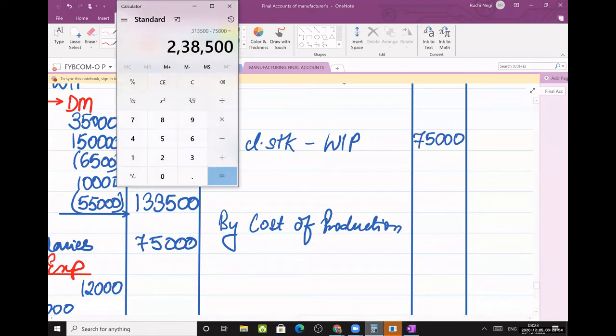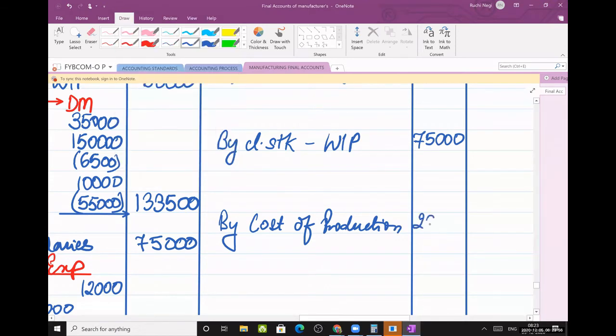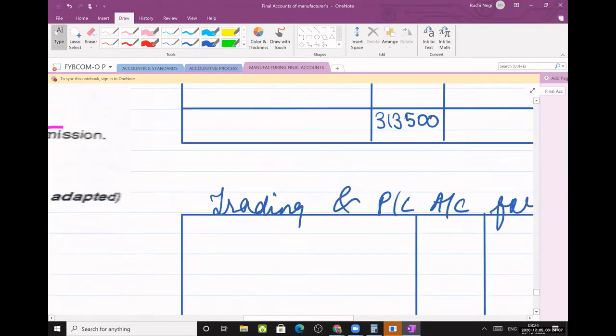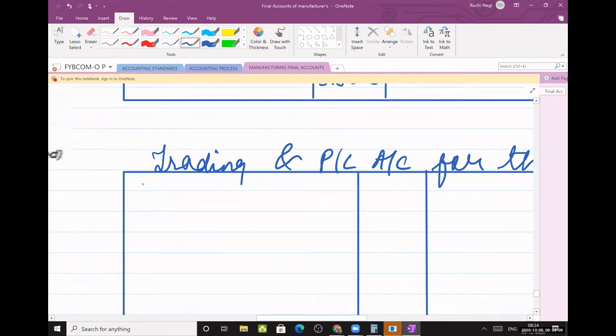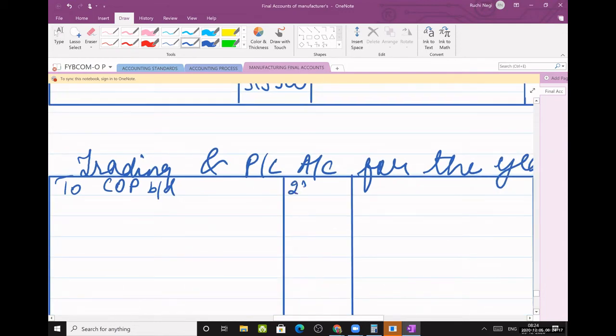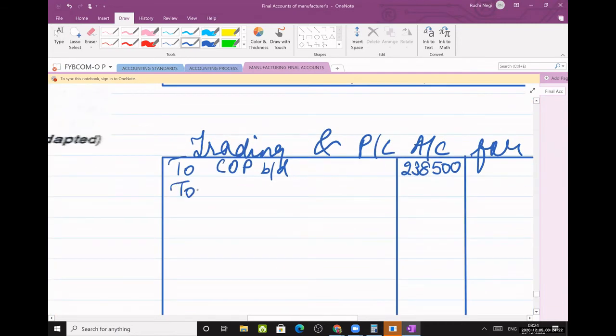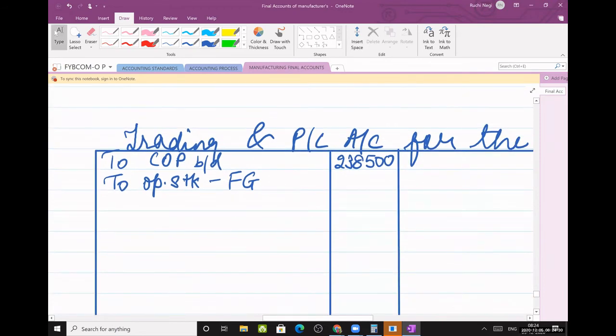Okay, original answer 2,38,500. So this is the answer, COP. Take this second effect here, write down here: to cost of production brought down, 2,38,500. Next, to opening stock of what? Of finished goods, 90,000.